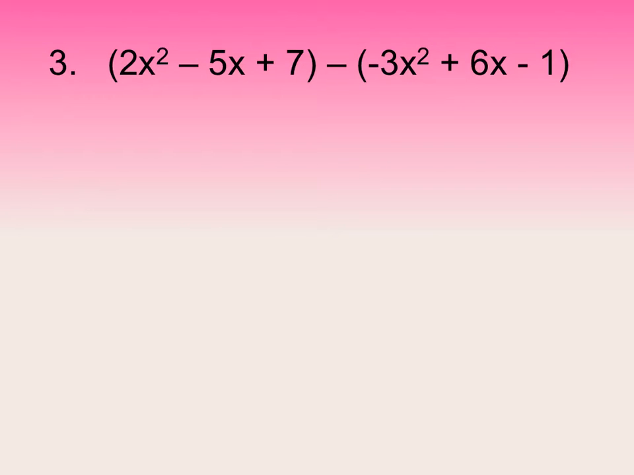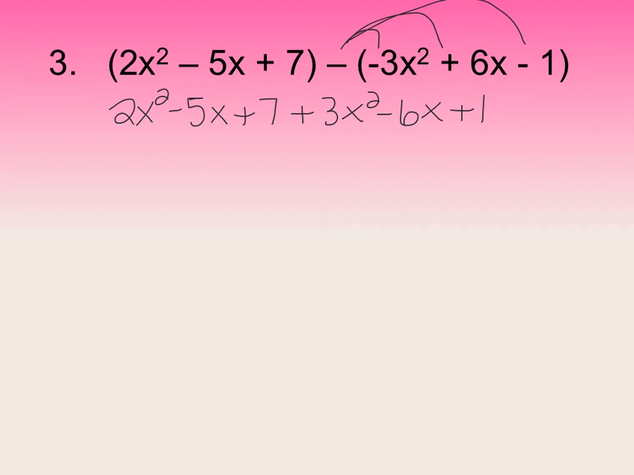Right, third example, same thing. So you're subtracting this entire trinomial over here to the right, which means you're going to want to stop and rewrite and distribute that negative, and then you can combine like terms. So when you distribute, this is what you should end up getting: a plus 3x squared, a minus 6x, and a plus 1. And now you're looking for like terms.